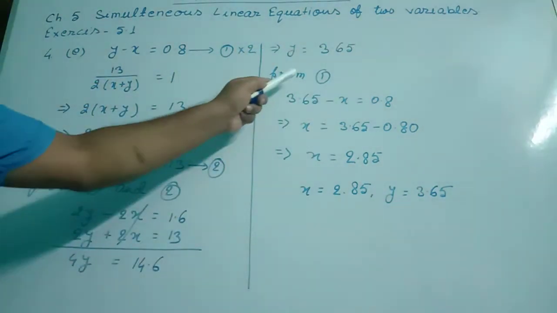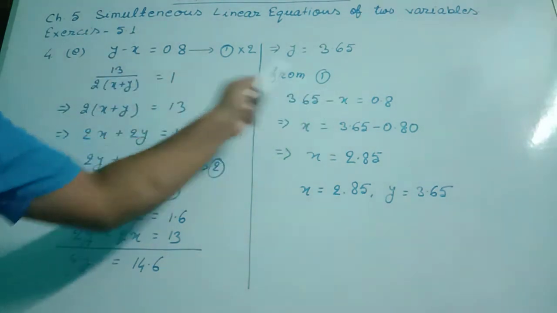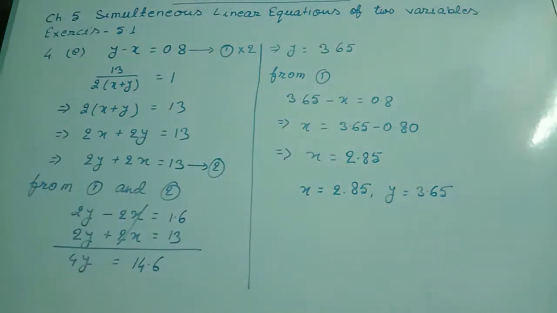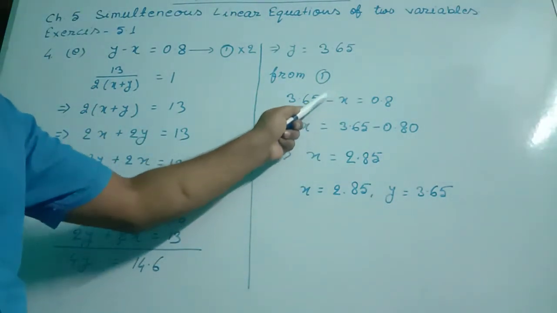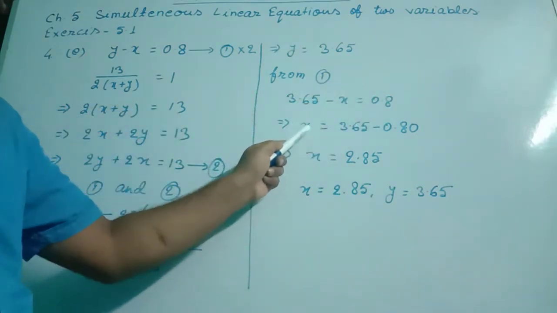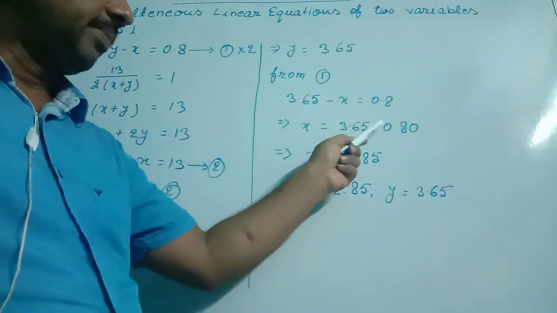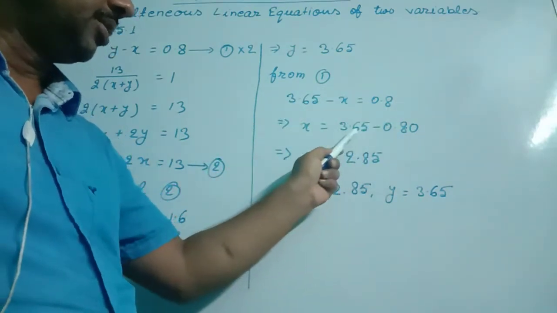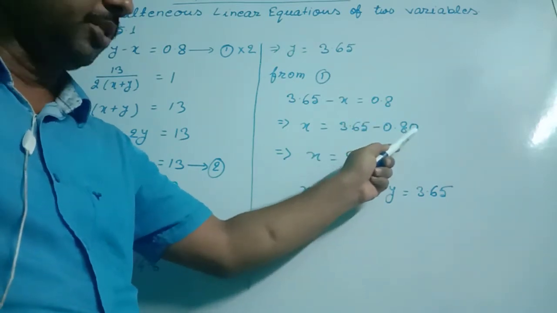Now I kept this value, y equal to 3.65, in equation number 1. So the equation became 3.65 minus x equal to 0.8. And by the rule of transposition, minus x will go that side and it will be plus, and 0.8 will come this side, so it will be 3.65 minus 0.80. Here, since there are two decimal places, I also made two decimal places by keeping one 0 with 8.